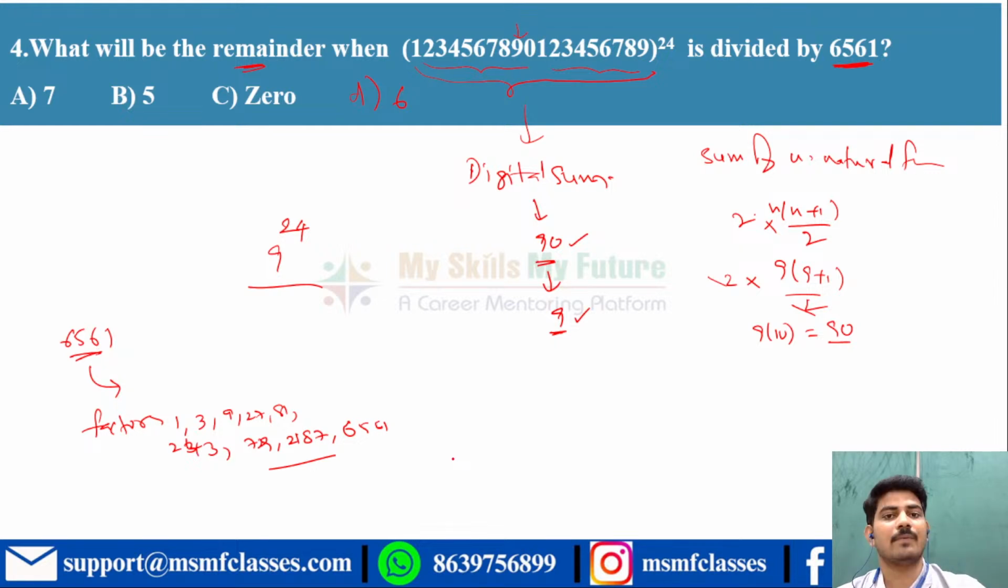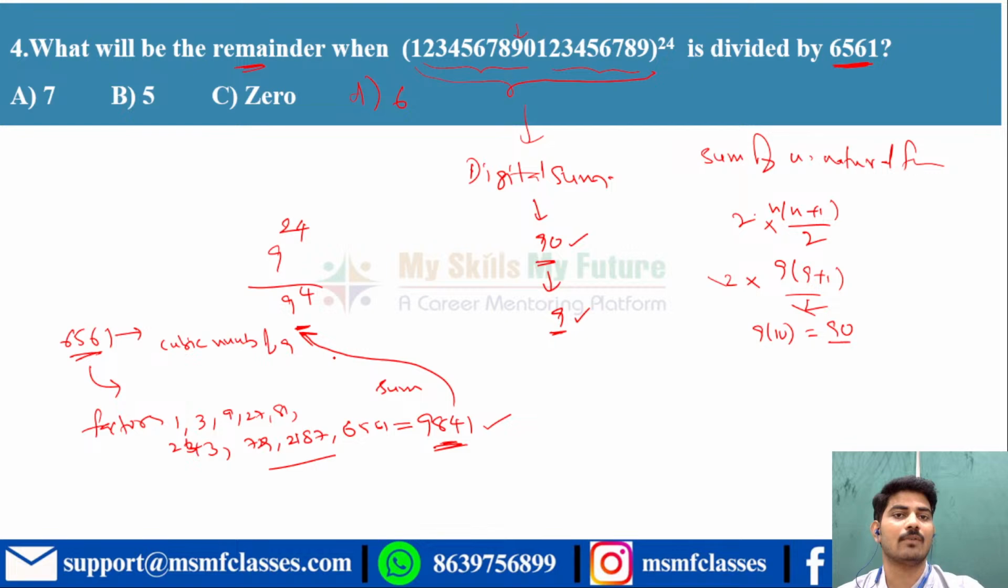If I add all these factors, how much will I get? I'll get 9841: 1, 3, 9, 27, 81, 243, 729, 2187, and 6561. If you add all this, you will get 9841. But this 6561 number is also called a cubic number of 9. It can be written as 9 power 4. The sum I am getting is 9841, and this value I can write as 9 power 4.